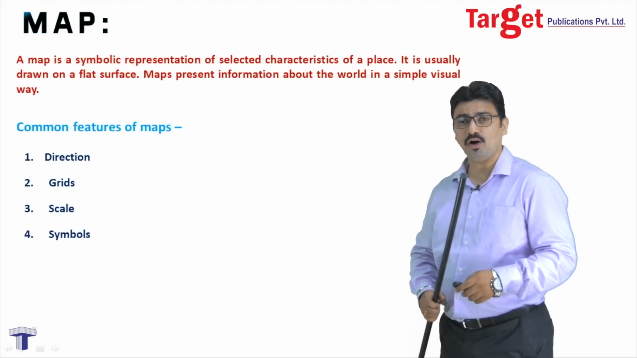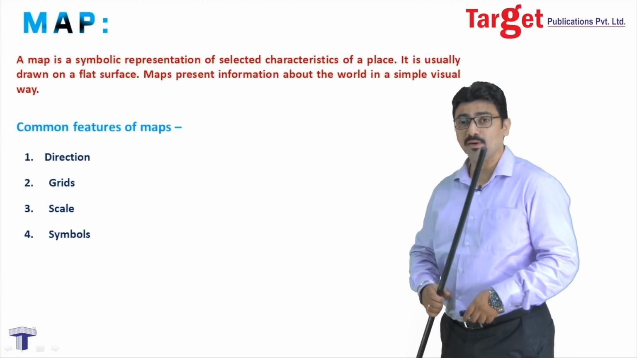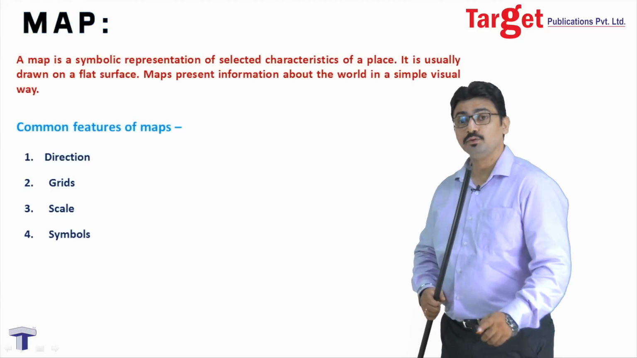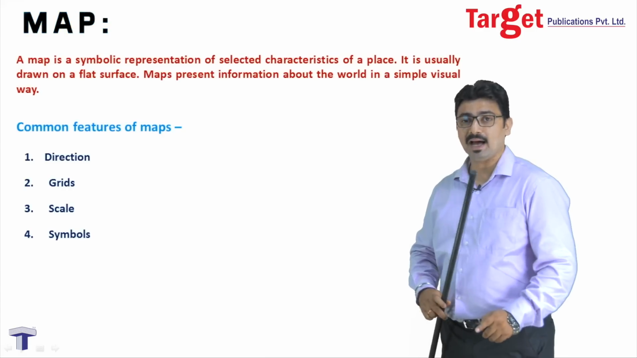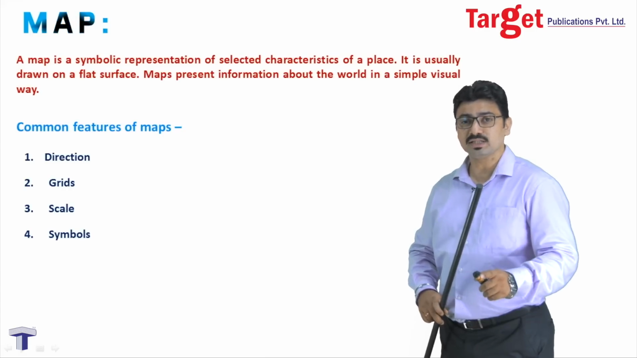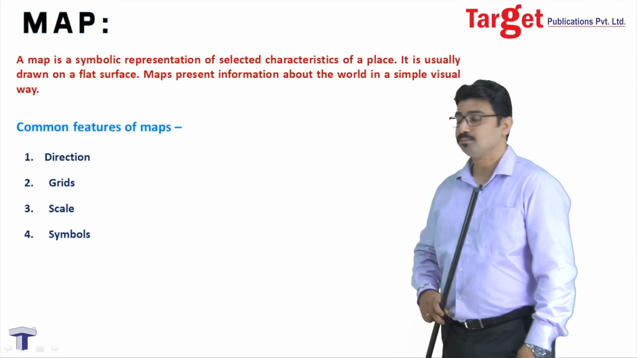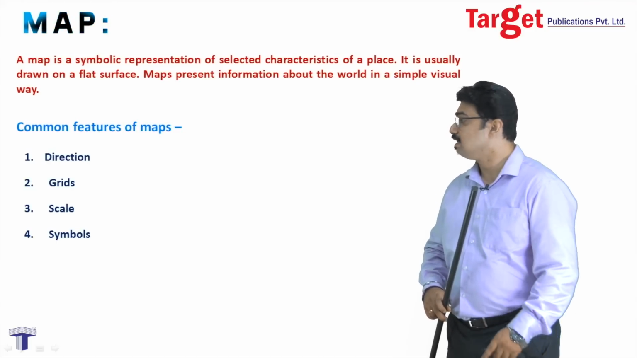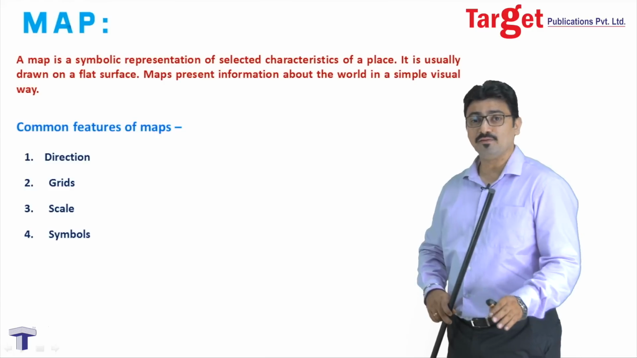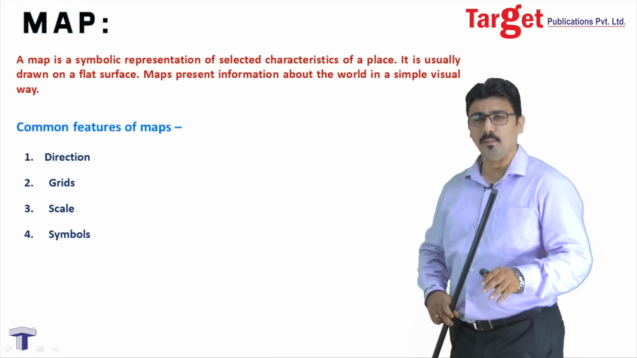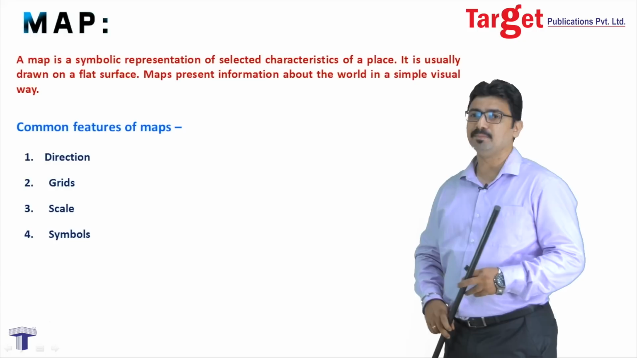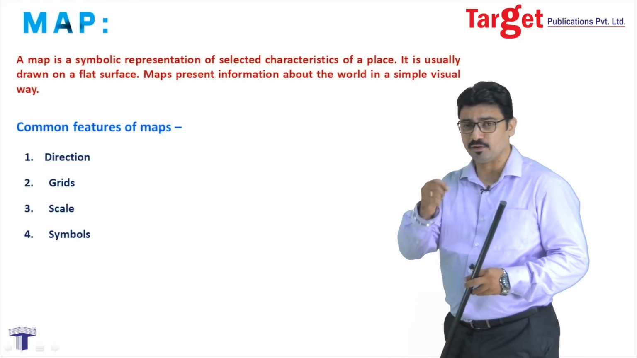So what are some of the common features of a map? Some of the common features of a map are direction. Every map has an arrow or some way of representing the four important directions. The next feature that we have is grids. There are grids of latitudes and longitudes on most maps. They help us locate the extent of a region.